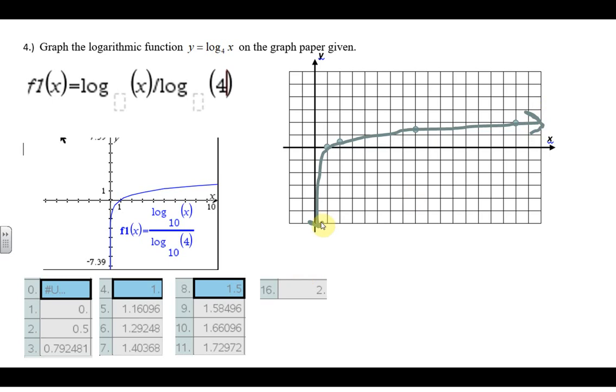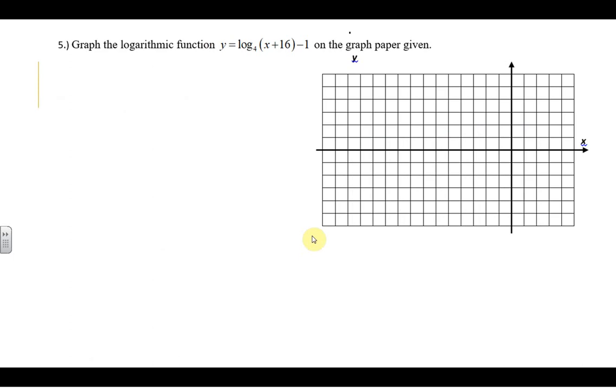Make sure your arrows go down forever. It'll never cross that y-axis. It's called an asymptote. A preview for pre-calculus. Asymptotes are lines that you approach but you never touch. Anyway. Exciting.